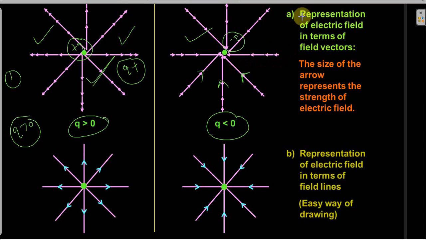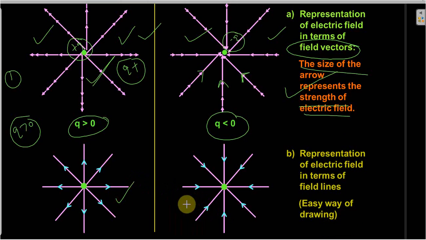So you can represent the electric field in terms of field vectors, and the size of the arrow will give you the strength of the electric field. So these two points are important. And if you want to represent electric field lines in an easy way, you can even represent them in this way, but these vectors do not represent the strength. If in the exam the question is to draw the electric field lines with the strength, then you will draw this kind of picture.